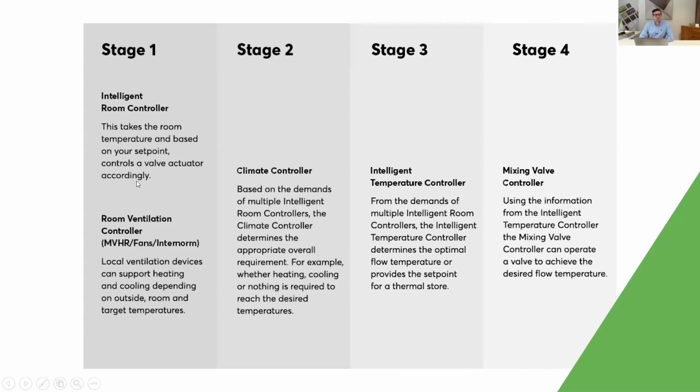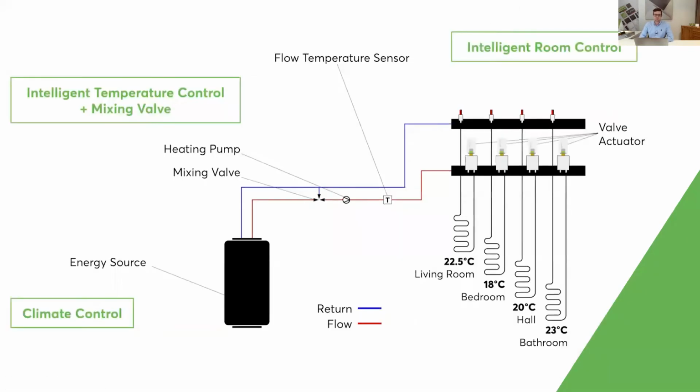You would have a room controller in every room, a single climate controller for the boiler, and you'd have 2 intelligent temperature controllers, one for the manifold zone valve, one for the radiator zone valve. And then if you did want to do an electronic mixing valve, you would have one of these for the manifolds, because you typically wouldn't do a mixing valve on a radiator loop.